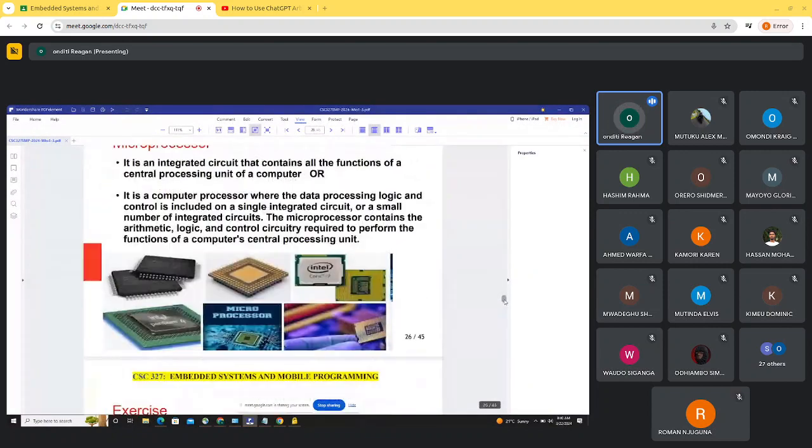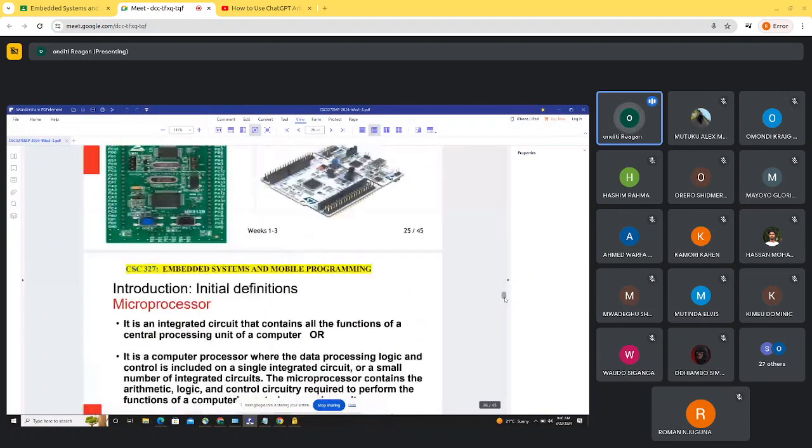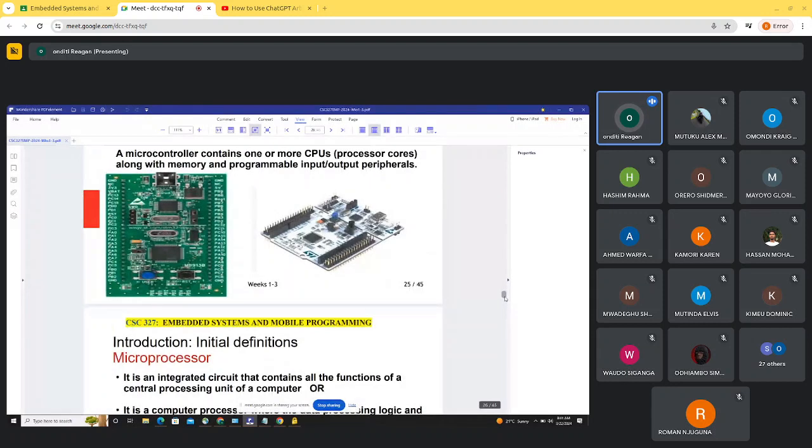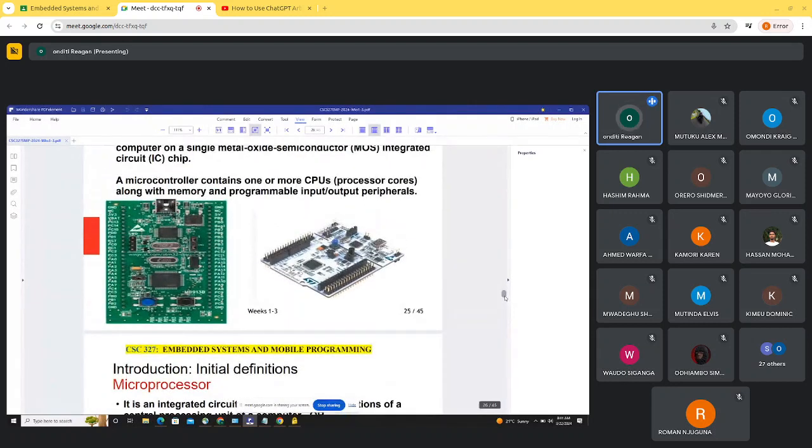So if you can look at that chip, that integrated circuit chip, that is an example of an Arduino board or an Arduino integrated circuit. This one here, and then the other one on my right actually, is what we call the Raspberry Pi board. So if you look at these two boards, they have several chips on them, and we are going to see each and every chip, what is the function of each and every chip.